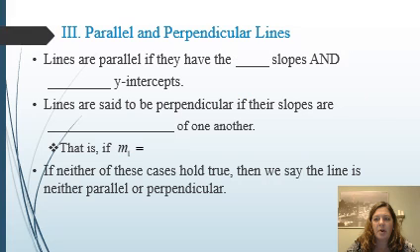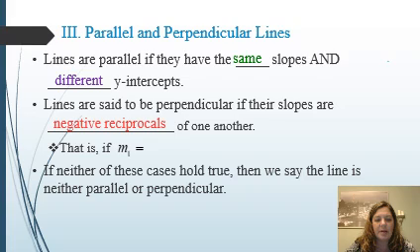So now we need to learn about the properties of parallel and perpendicular lines. Lines are parallel if they have the same slopes and different y-intercepts. Lines are said to be perpendicular if their slopes are negative reciprocals of one another.